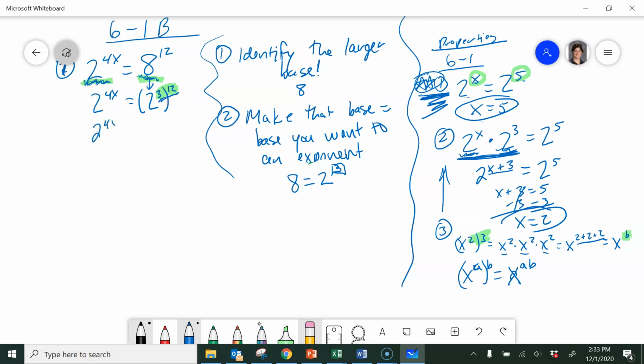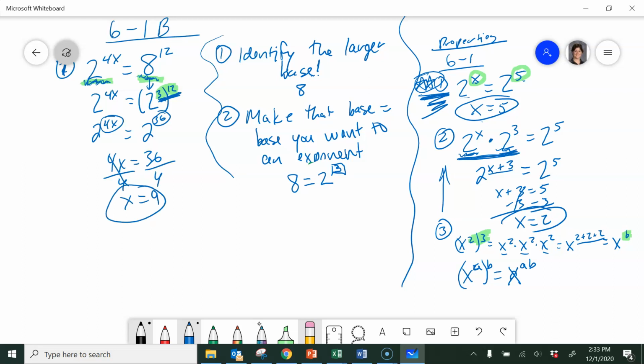So now I would get 2 to the 4x equals 3 times 12 is 2 to the 36. And now I can set those exponents equal to each other. So 4x equals 36, divide by 4, x equals 9.